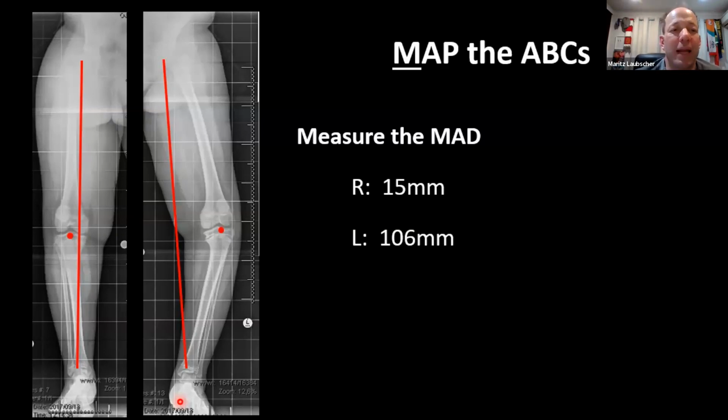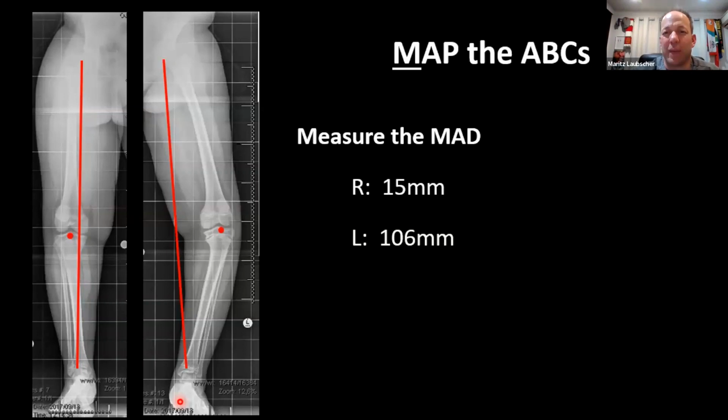But in a completely asymptomatic patient, there's no clear benefit to correcting this deformity to the population average. On the left, though, there's a gross deformity. So even if someone is completely asymptomatic, you obviously can't force him, but I would strongly encourage deformity correction. And here you can see the mechanical axis deviation is 106. So there's a big deformity. The axis is completely outside the joint.